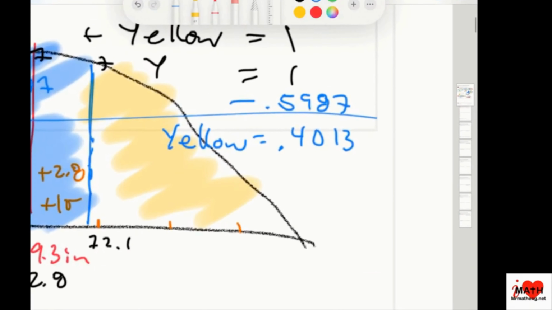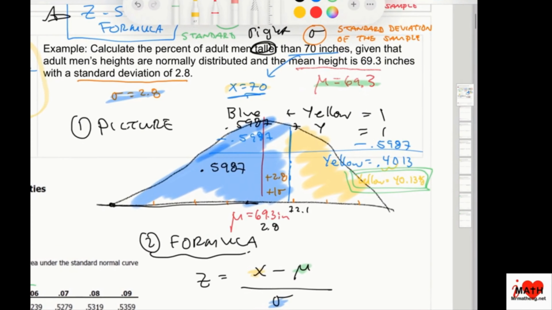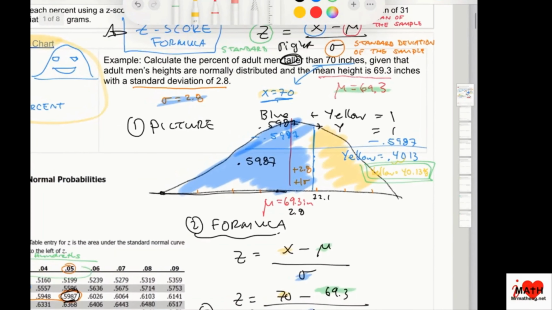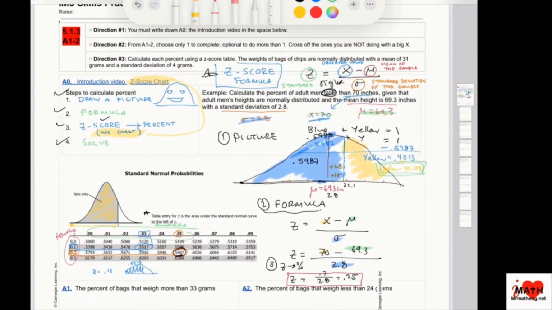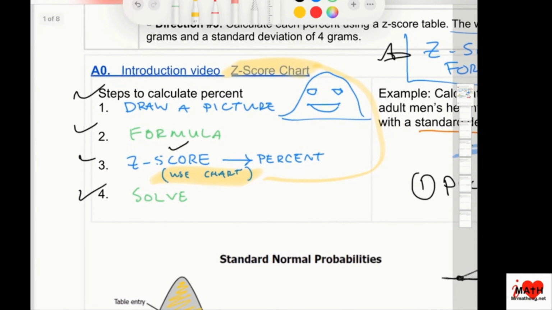Remember, to go from a decimal to a percent, you just move it over, you multiply by 100, and you'll basically get the yellow to be 40.13%. Gonna double box it, okay? So basically that means, what percent of adult men are taller than 70 inches? 40% are taller than 70 inches. And so that was example A0. Make sure to draw the picture, formula, z-score, look at the chart, percent, and then solve.